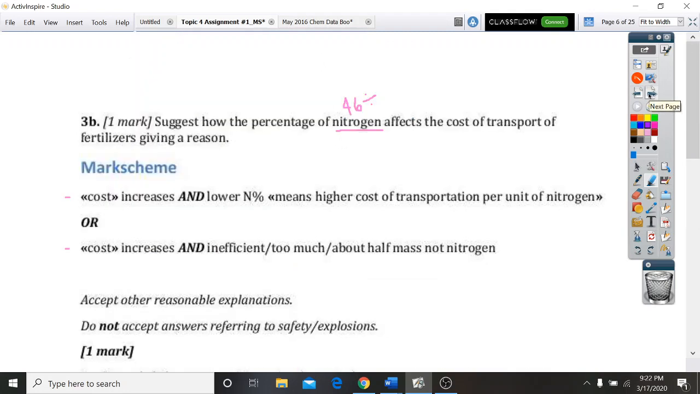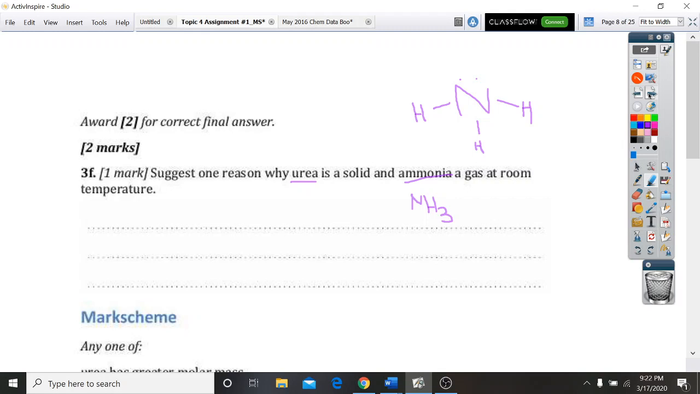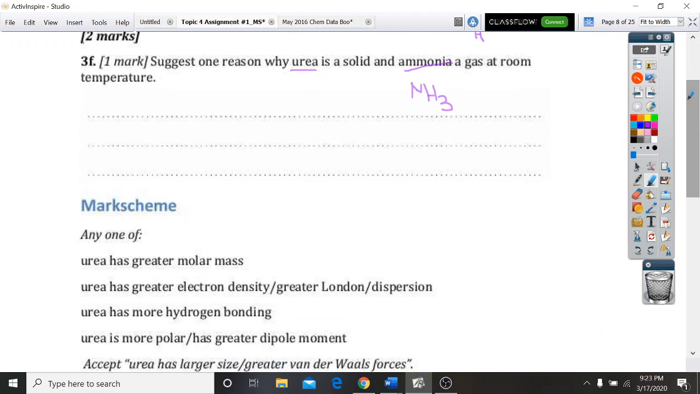Urea, though, if you build it, you'll notice is a huge molecule. It is polar just like NH3 is and also has hydrogen bonds just like NH3. When molecules are larger and they're still polar, the larger ones contain more dipoles. So imagine there's just more positives and more negatives. That means there's more forces of attraction.